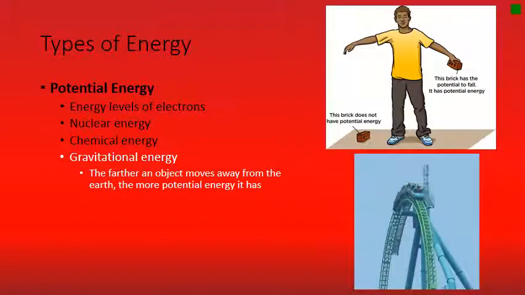The last type of potential energy is simply gravitational energy. Gravitational energy is related to the location of an object with respect to the surface of the Earth. The farther an object moves away from the Earth, the more potential energy it has due to that gravitational pull.